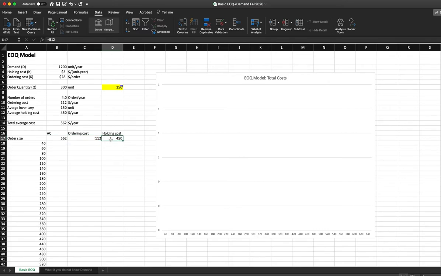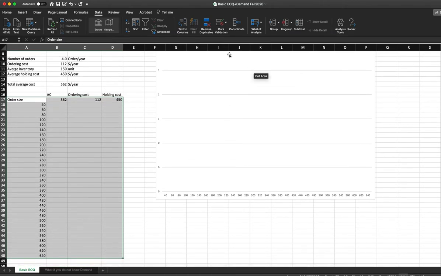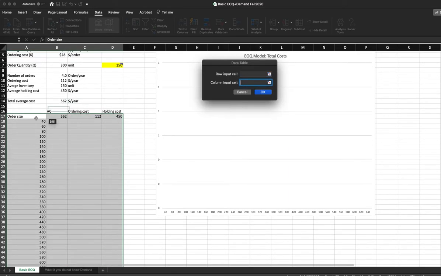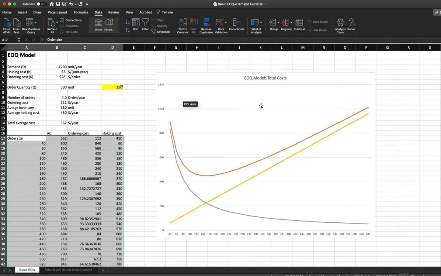This is a formula linked back to the model, and I select the table and go to Data, What-If Analysis, Data Table, and column input cell. This is Q, which goes back to our model's order quantity. I click B7, and let's see. So this curve is total cost, and its two components are average inventory cost and holding cost.